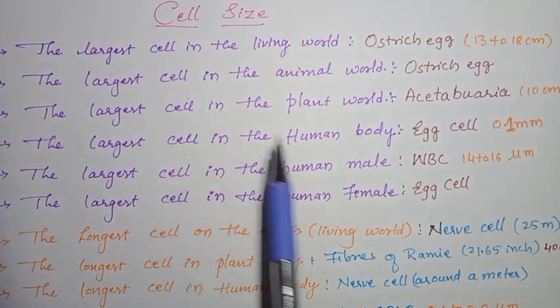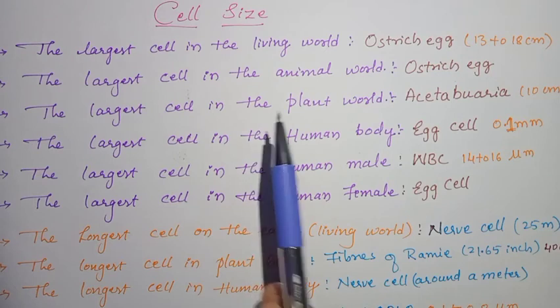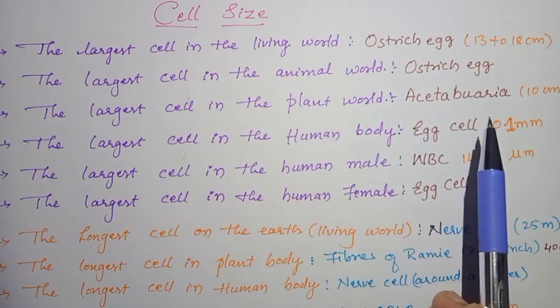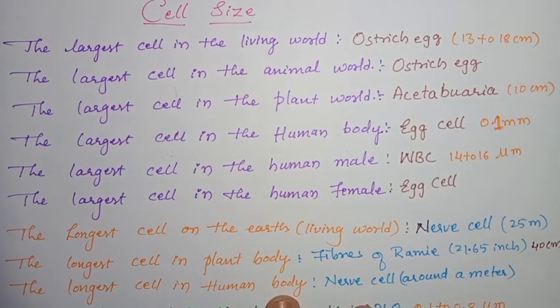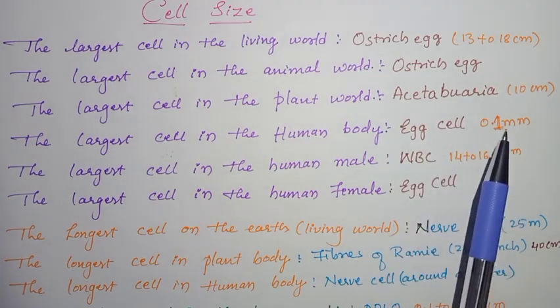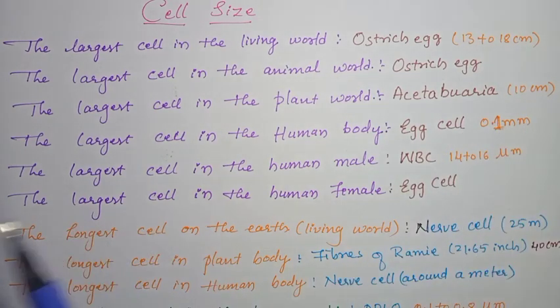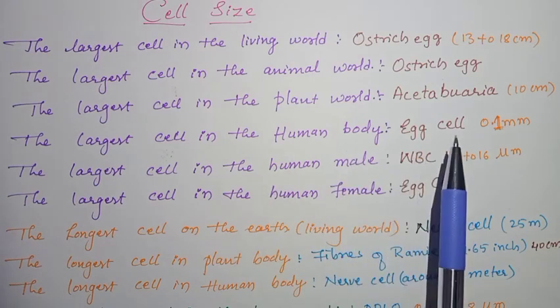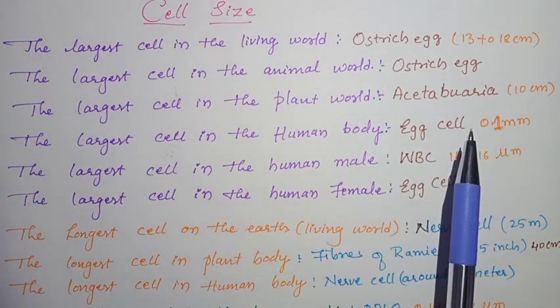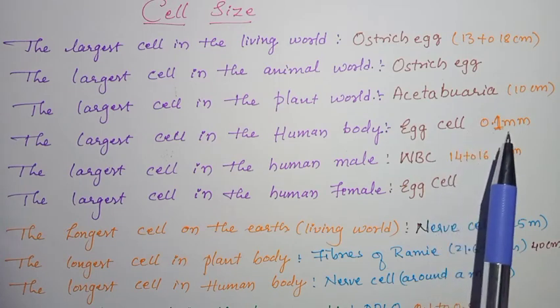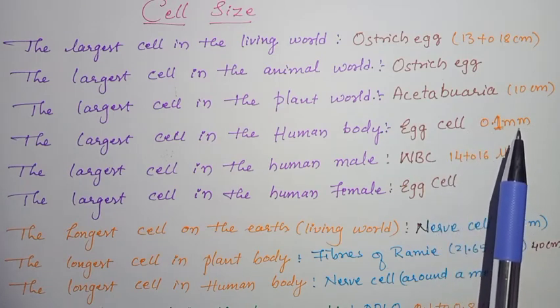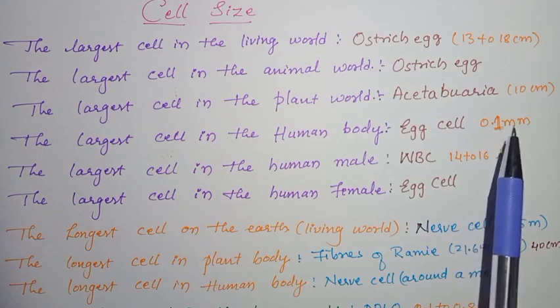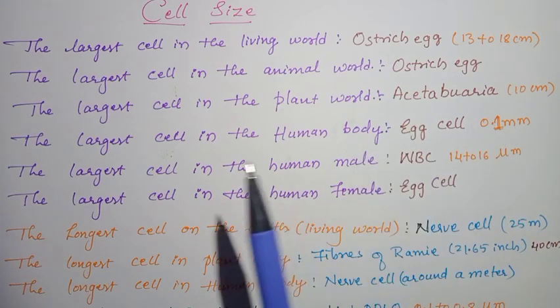But in the plant world, the largest cell is Acetabularia, whose size will vary up to 10 centimeter. The largest cell in the human body is the egg cell, which is 1/10 of 1 millimeter, or 0.1 millimeter.